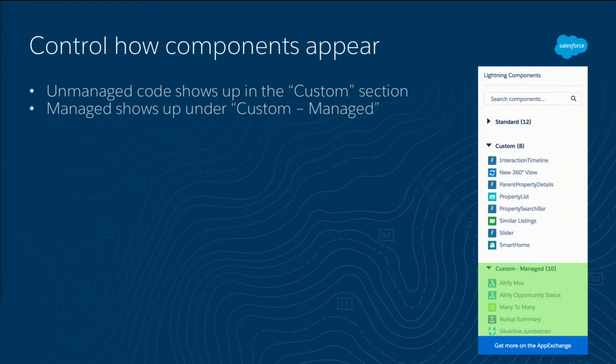If you want it to show up in the custom managed section, you're going to need to have the components built, put into a managed package, and then install the managed package into your org. So anything that's built in a managed package will show up there in the custom managed section. If you want to build a component that shows up in the standard section, come talk to me afterwards about a job at Salesforce. I'll be happy to hook you up with our recruiters.